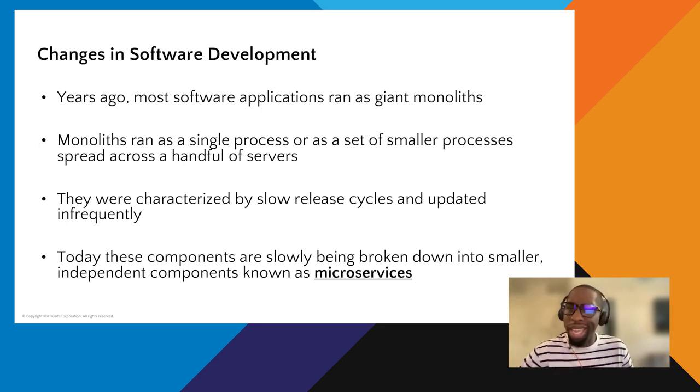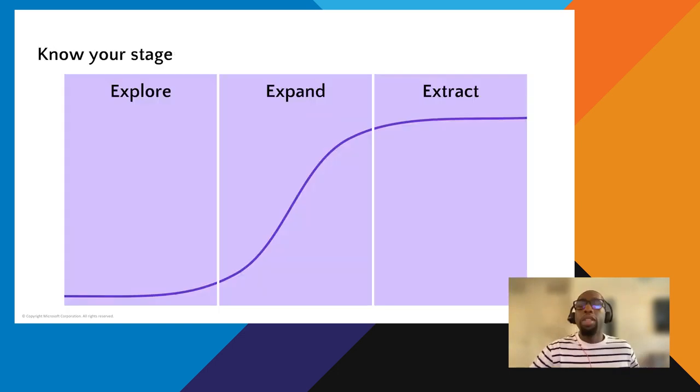Those are some of the old ways of building software. Today, and I'll try not to get super technical for the sake of this, these components are broken down into smaller, independent components known as microservices. We'll talk about some examples of these in future sessions as well. To wrap up the last couple of points, as far as the stages, explore, expand, extract, we'll use this as a frame and a model. As you see the model sloping up, that's a way to visualize how you should roadmap your own progression moving forward.